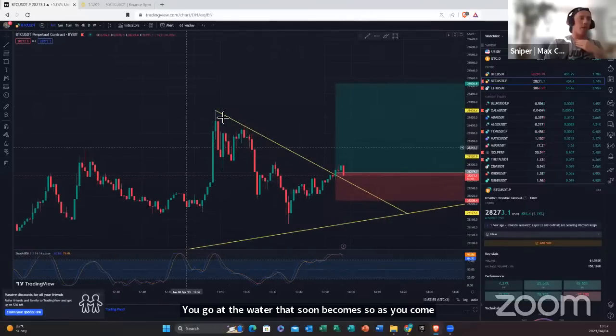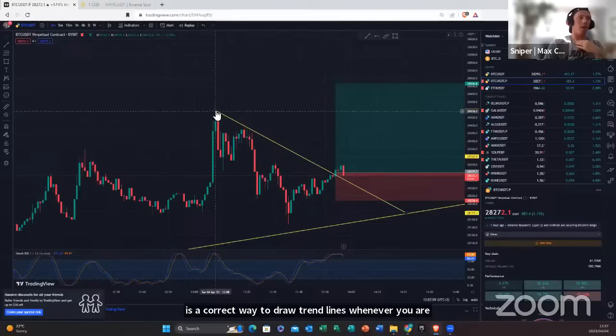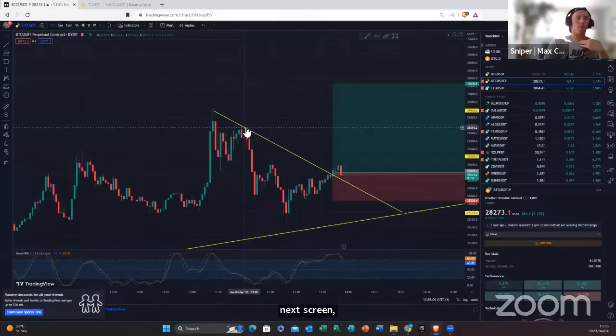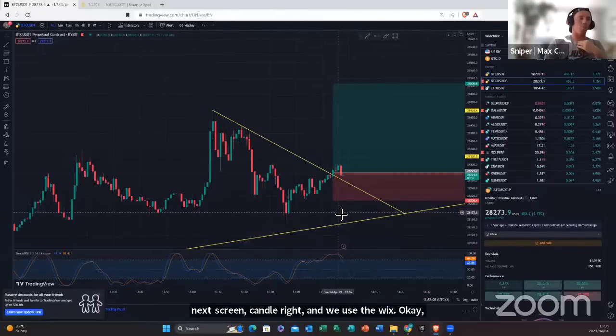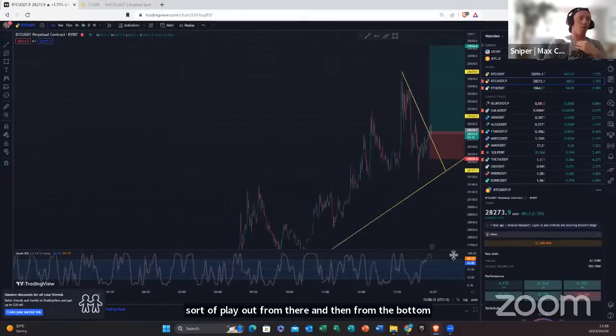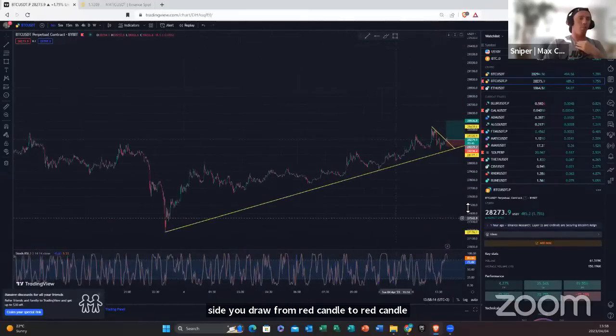Whenever you are drawing a trend line on the top of the candles, you need to go from a green candle to the next green candle, right? And we use the wicks. That's how you draw it, and then the trend will play out from there. And then from the bottom side, you draw from red candle to red candle when you are on the bottom side of the candles.